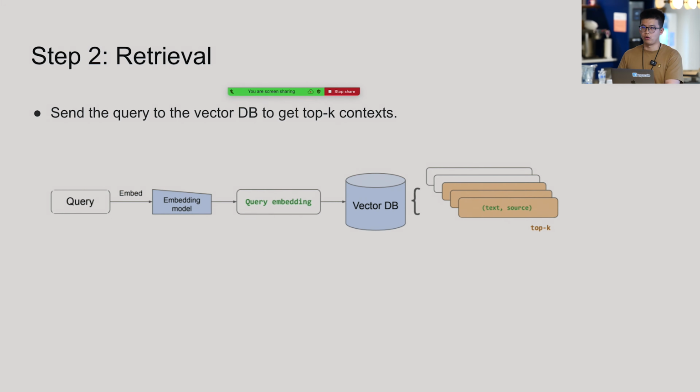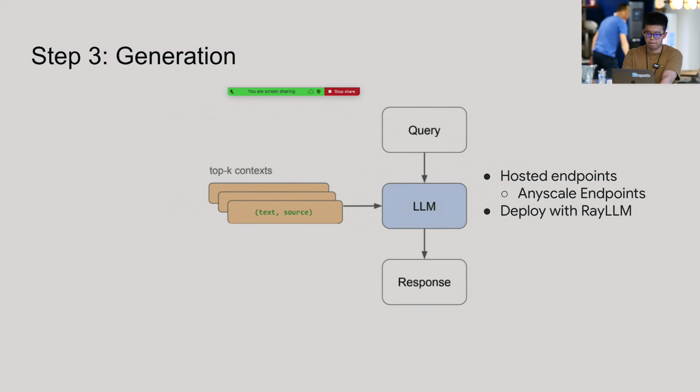The second step is the retrieval. When we have a query, we first generate an embedding for the query and do something like cosine similarity to get the most relevant context from the database. The third step is that we put both the context and the query together and send them to the model to get a better response. In this demo, we use the Anyscale endpoint as our large language model backend. You can also deploy with our open source project, Ray LLM.